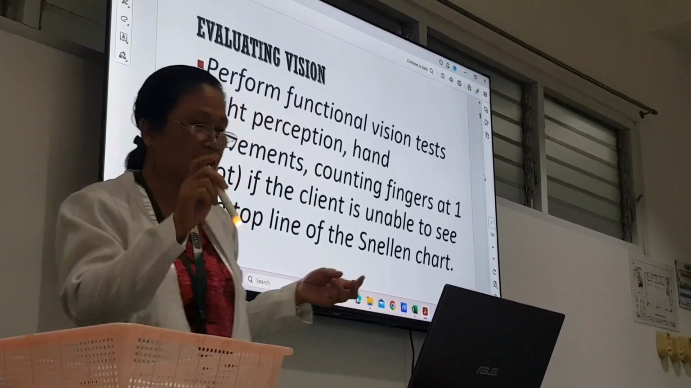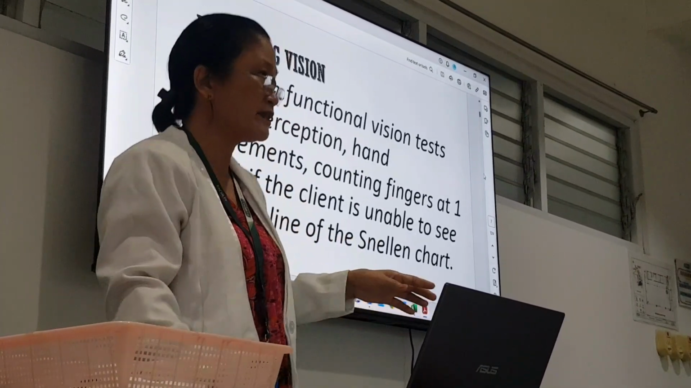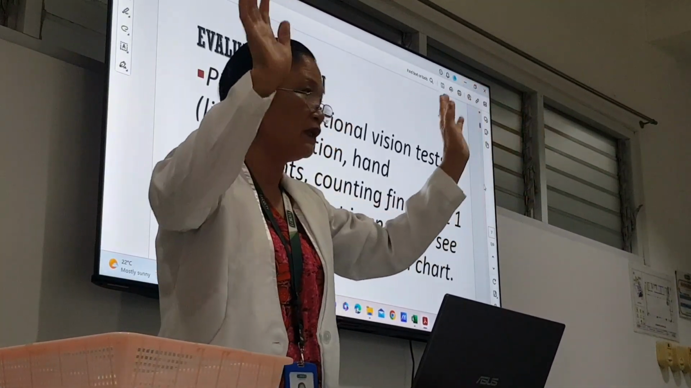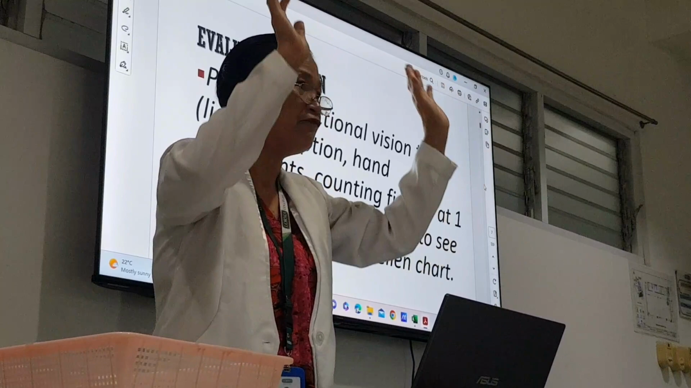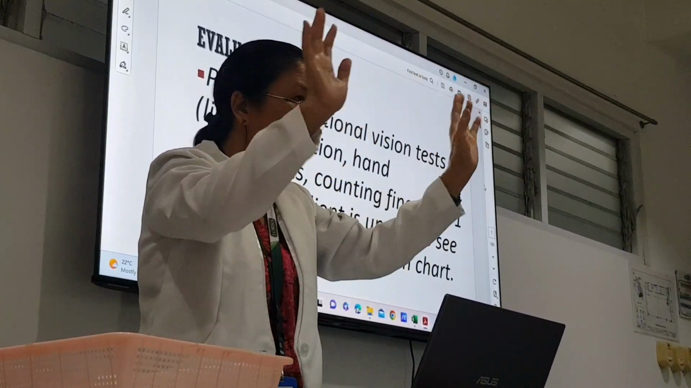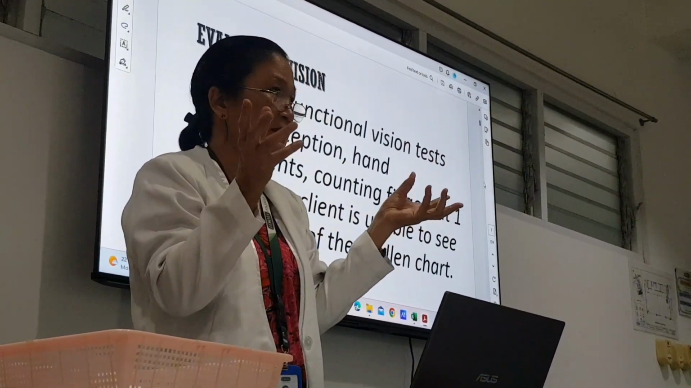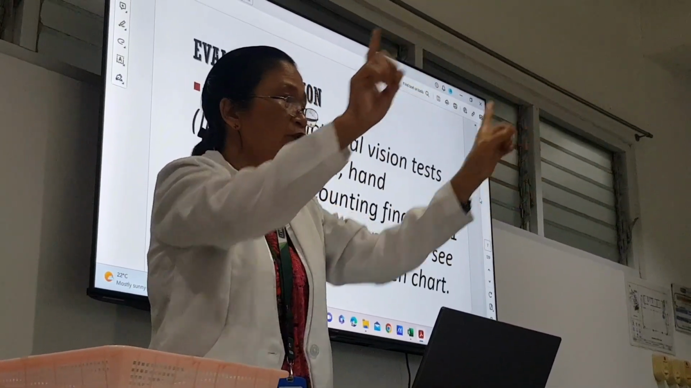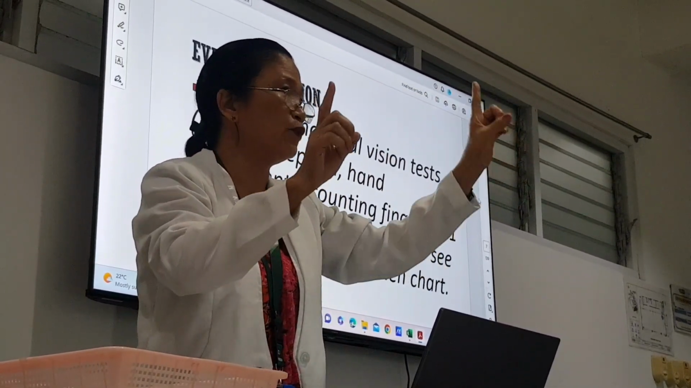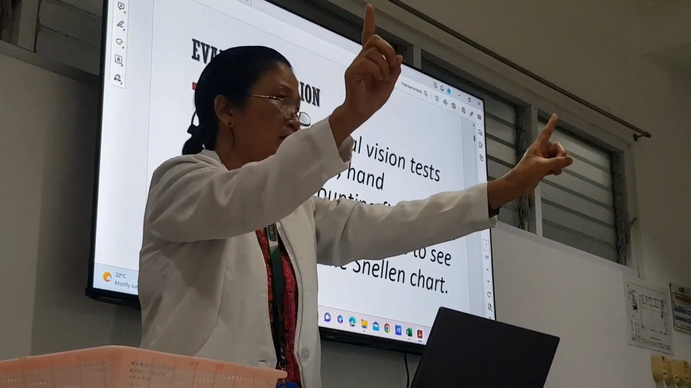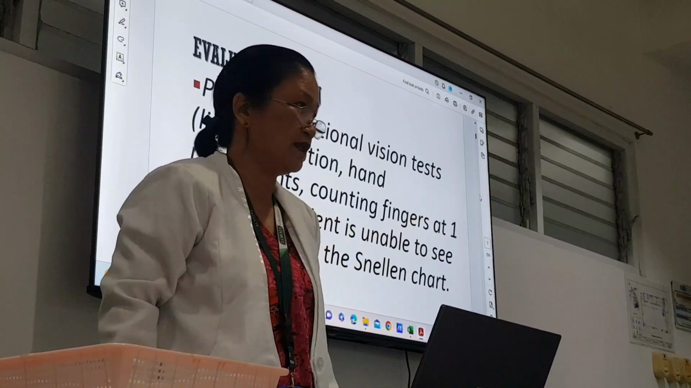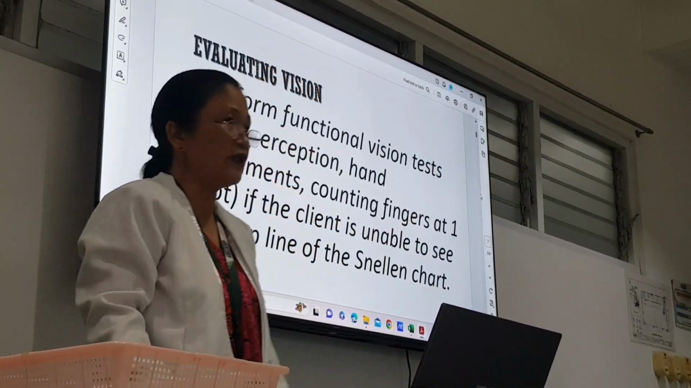And then yung counting hand movements, 1 foot away, then ganun mo lang yung mga hand mo sa kanya if he can still decipher yung mga galaw ng kamay. For counting fingers, and then you are going to show to him kung ilan ang fingers na ito. 1, and then 2. That's it. That is your counting fingers.